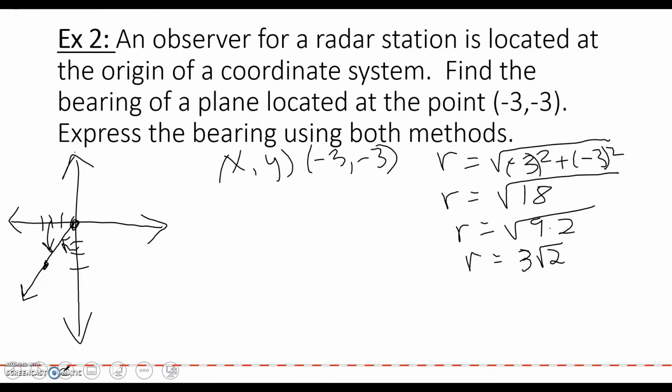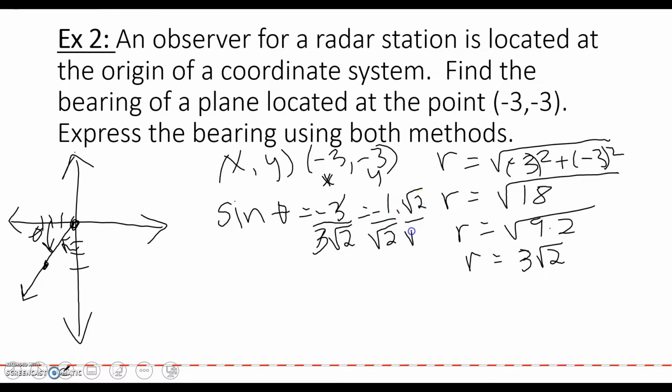So that's your R. So now we know our X, we know our Y, and we know our R. And so if we want to find this angle, I'll call this angle right here theta. If we want to find that angle, we can say the sine of theta. You can use cosine, either one. The sine of theta is equal to Y, -3 over R, which is 3 square roots of 2. The 3's cancel and they give you -1 over the square root of 2. If you rationalize the denominator, multiply top and bottom by square root of 2, then you get the sine of theta is equal to -square root of 2 over 2.